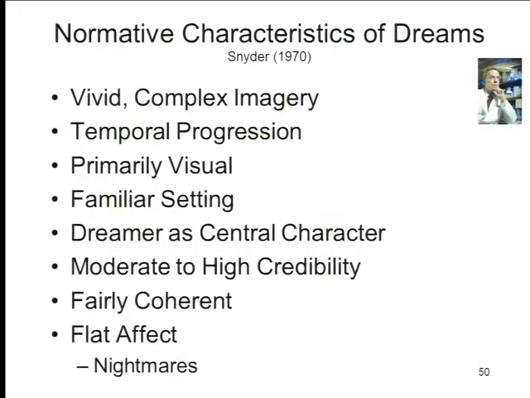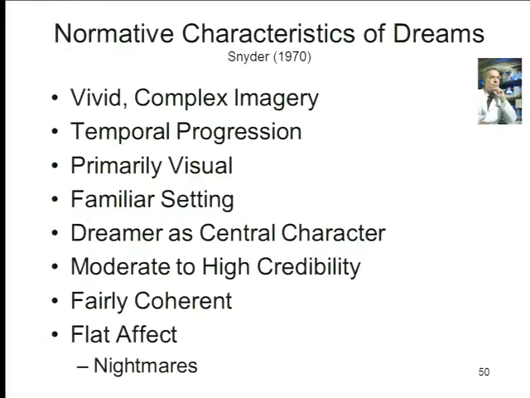No better definition has ever been proposed than one by Solomon Snyder, longtime researcher at the NIH. We identify a dream by the appearance of vivid and complex imagery. Doesn't have to be visual imagery, but for most of us, most of the time, it is. Dreams usually have some kind of temporal progression. They're not just static images or static thoughts, but they have a kind of story-like quality to them. For most of us, our dreams are primarily visual. They take place typically in familiar settings, or at least settings that are not particularly strange. The dreamer, him or herself, is usually the central character in a dream. He's doing something, something's happening to her. And the dream content itself is more or less credible.